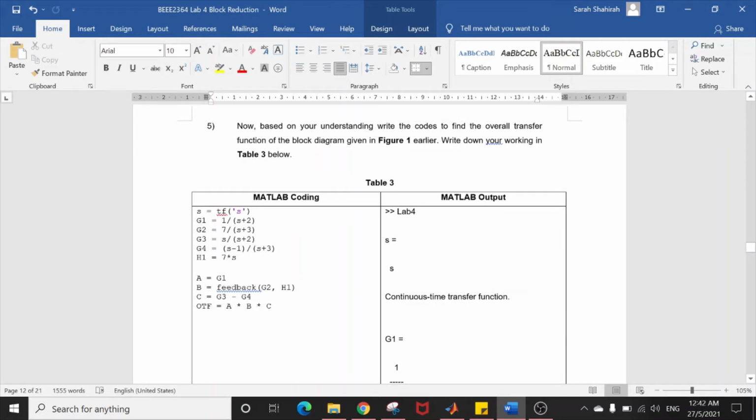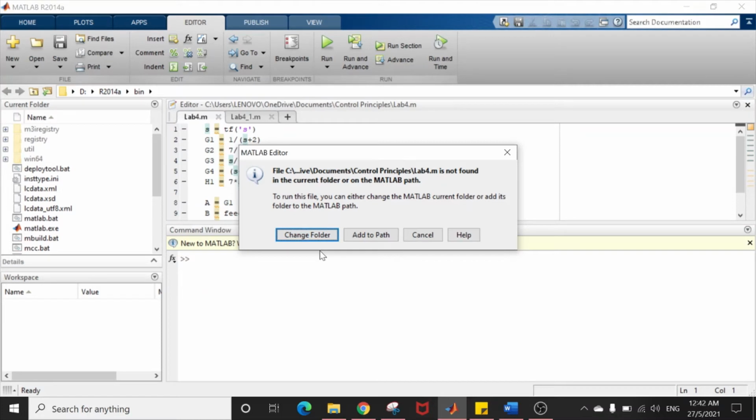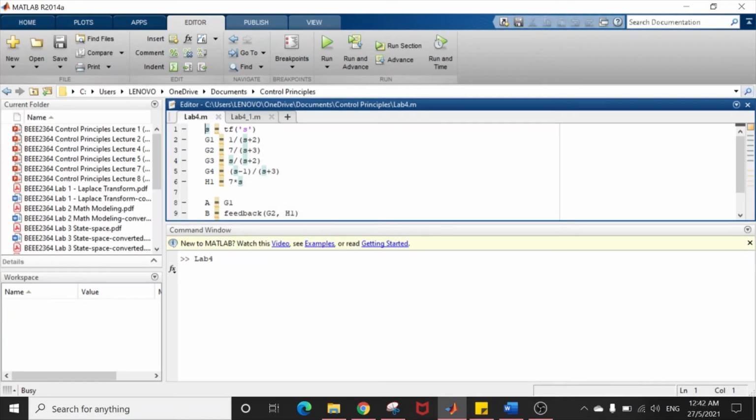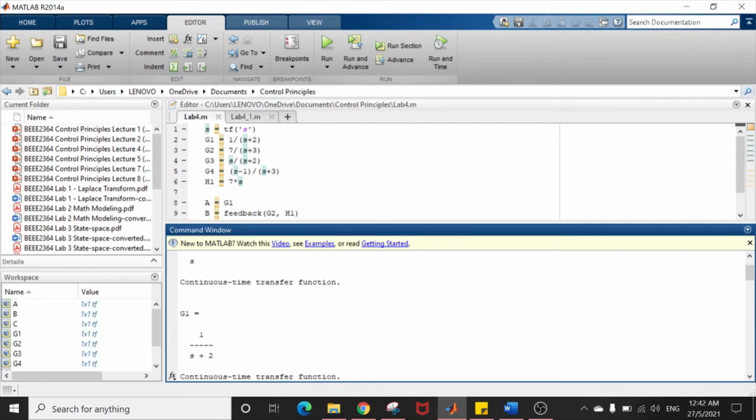And then for MATLAB coding in figure 1, this is the answer for MATLAB in figure 1, and we're getting the answer the same as the manual calculation.